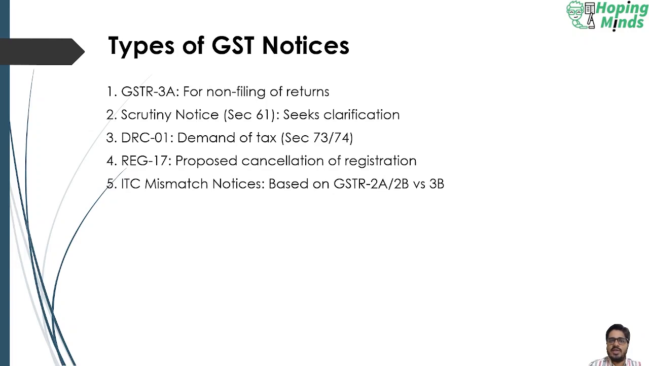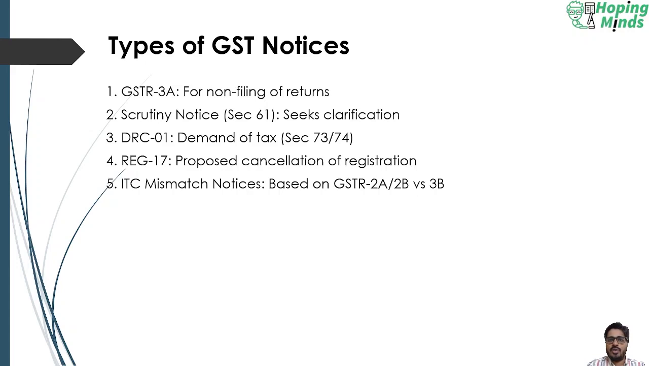Types of notices issued by the GST department. The first one is GSTR 3A for non-filing of returns. GSTR 3A is a system generated notice which is issued to the taxpayers who have failed to file the returns in form GSTR 3B or any other returns within the due date.